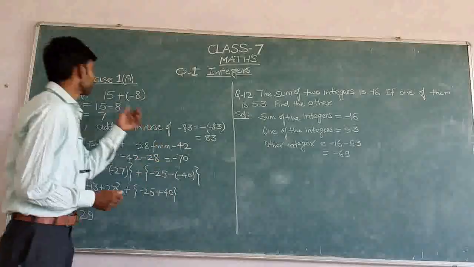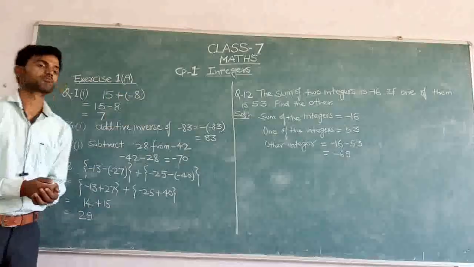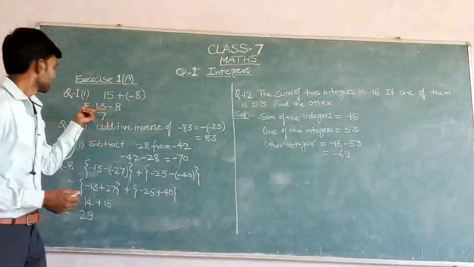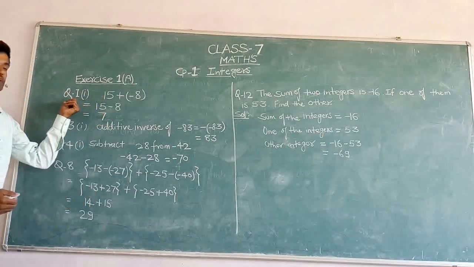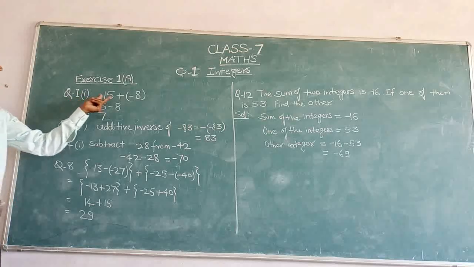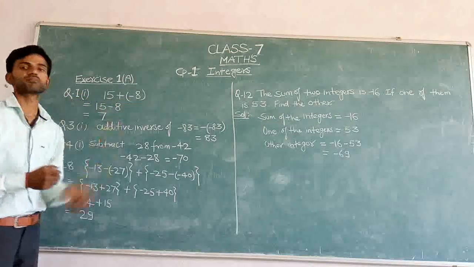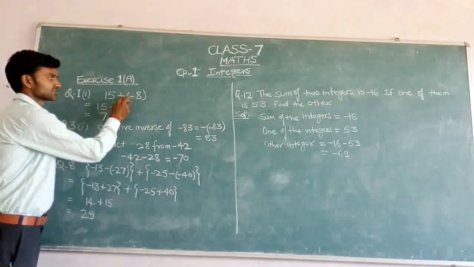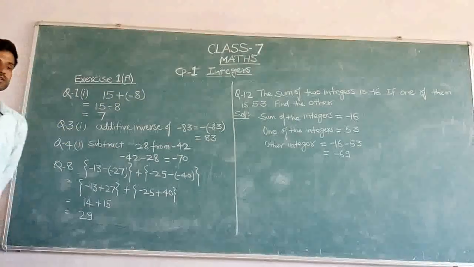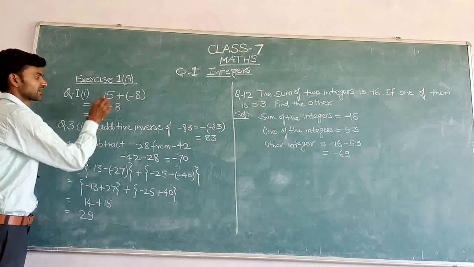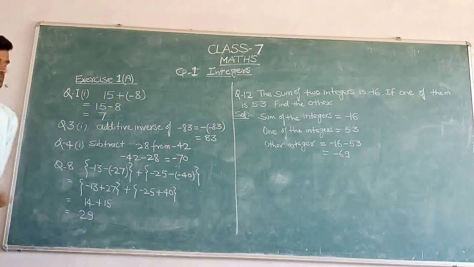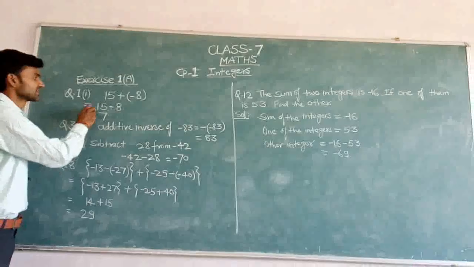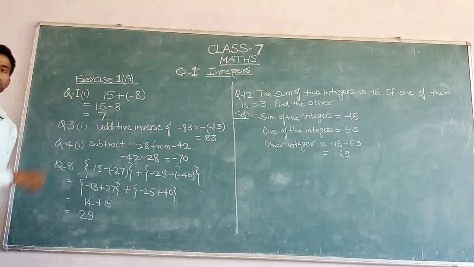Now, come to the exercise 1a, which is already given in your PDF files. Here the question number 1, the first part, 15 plus minus 8. Here plus and minus, two signs are separated by a bracket. So plus minus became minus. So 15 minus 8, 15 is the greater integer, 15 minus 8 is equal to plus 7.